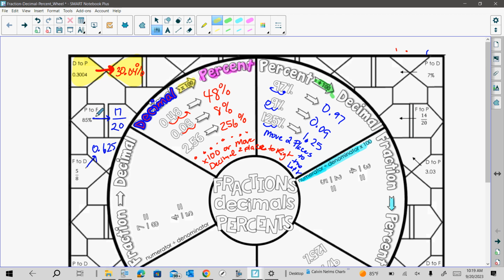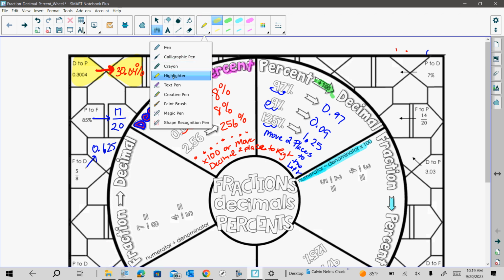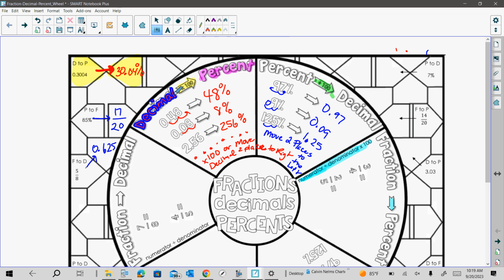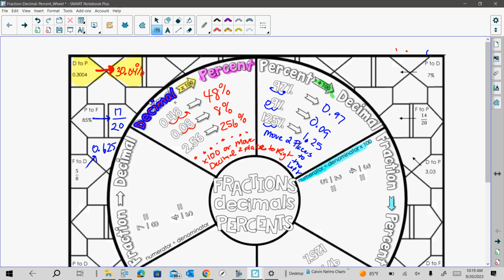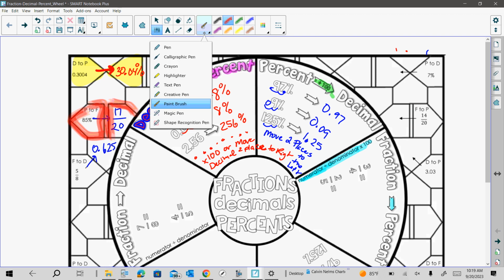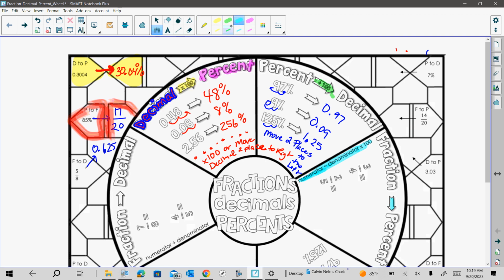Well, you wouldn't put a marker over it. If you have a marker, then I would highlight around. Guys, if you have a marker, maybe. Where's my paintbrush? There it is. Then just go around like that. Bold it.